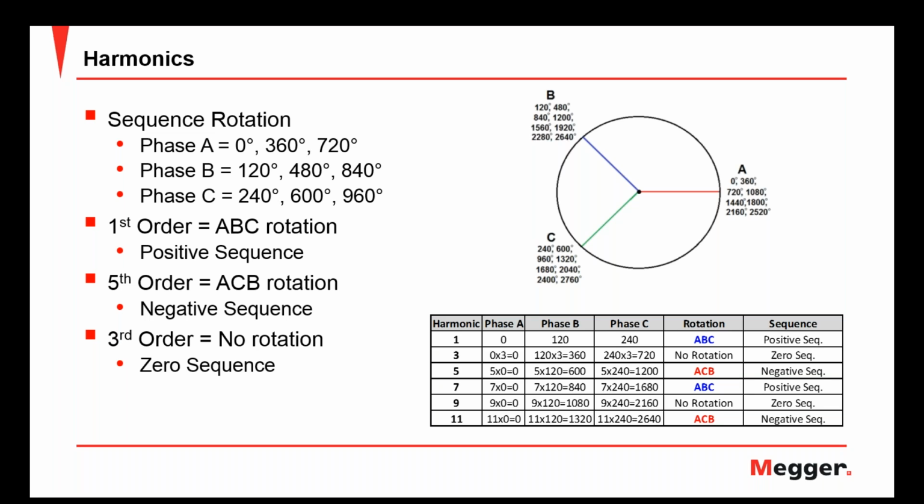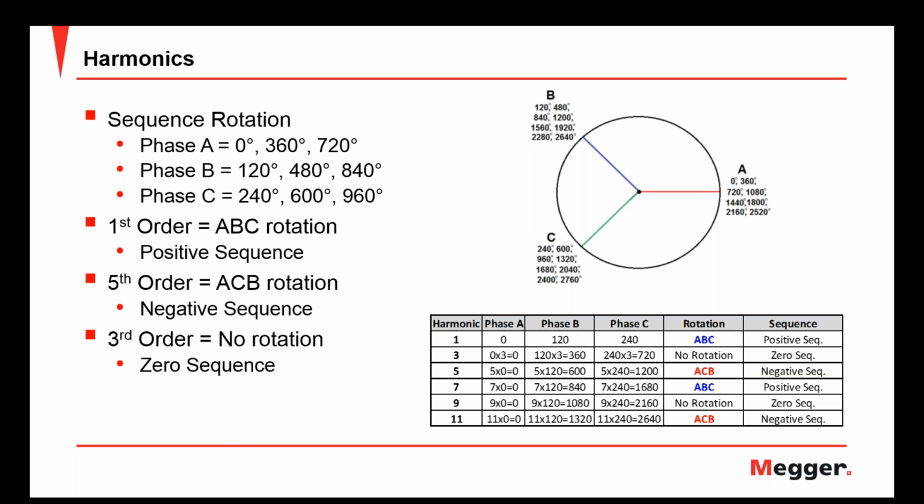So 0 times 5 is 0, 120 times 5 is 600, and 240 times 5 is 1200. So I'm looking at 0, 600, 1200. We go to the phasor diagram, take a look. You have 0 is phase A, 600 is phase C, 1200 is B. So I have an ACB rotation, negative sequence.